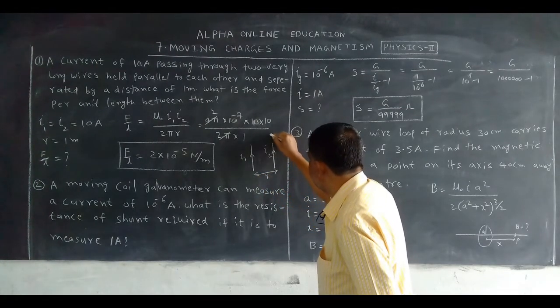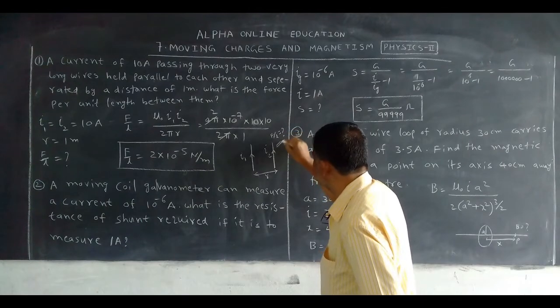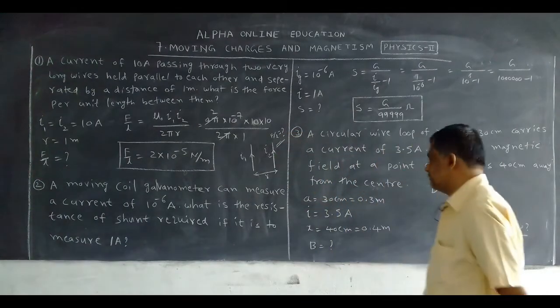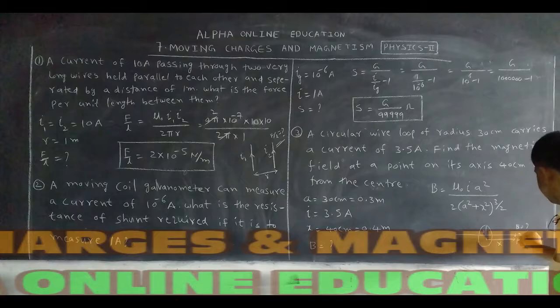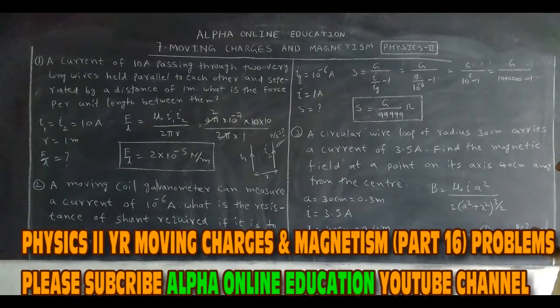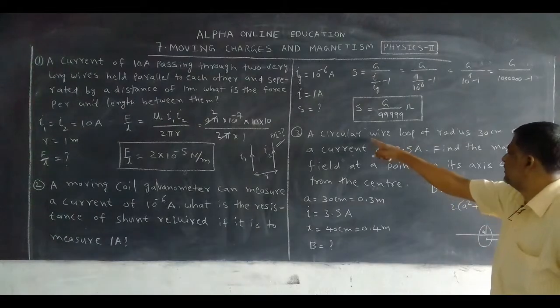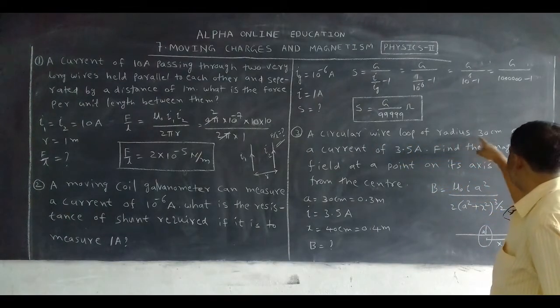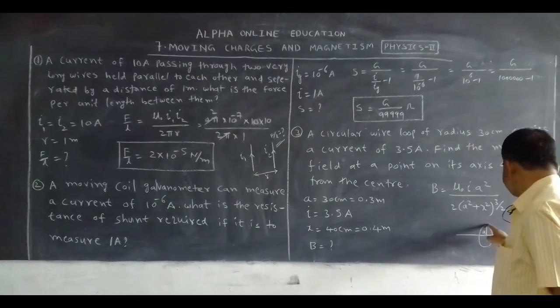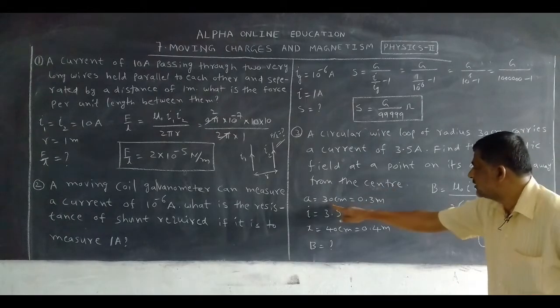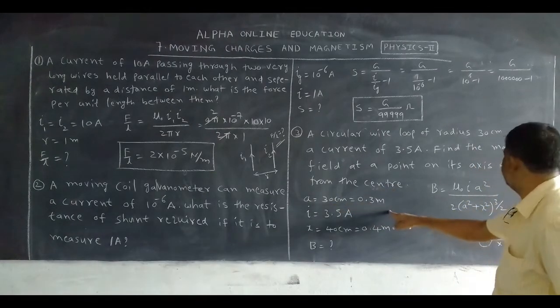Okay? Now what do you want to calculate? F by L is equal to how much? From this diagram, at this point what do we want to calculate? B is equal to how much? So what is the data given? A circular wire loop of radius A. How much? 30 centimeter means 0.3 meters.